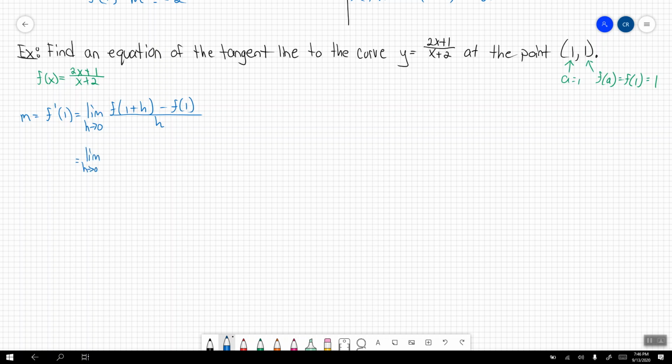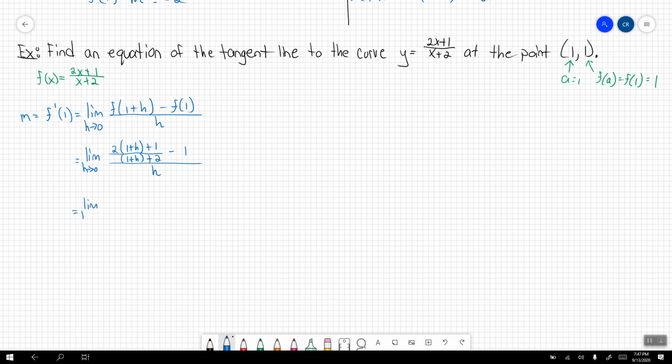So making the substitution into my function, we now have 2 times 1 plus h plus 1, all divided by 1 plus h plus 2, minus f of 1. Well, f of 1, we already know what that is. It's just 1. And this is all divided by h. Okay, so let's keep going. Let's simplify as much as we can here.